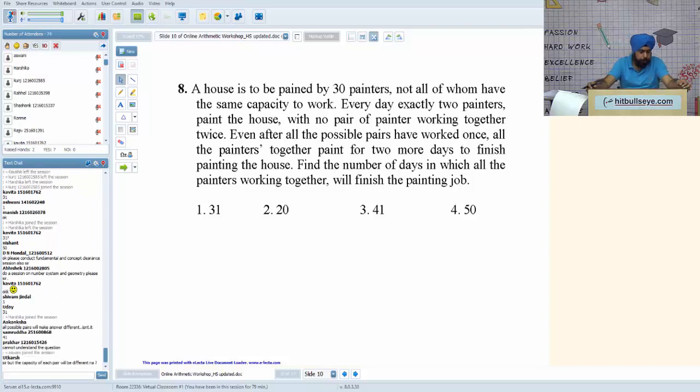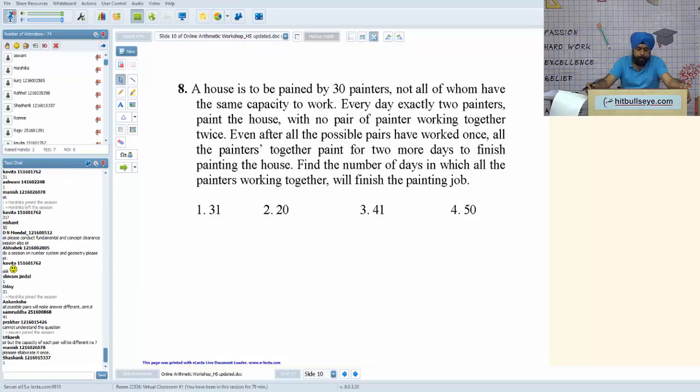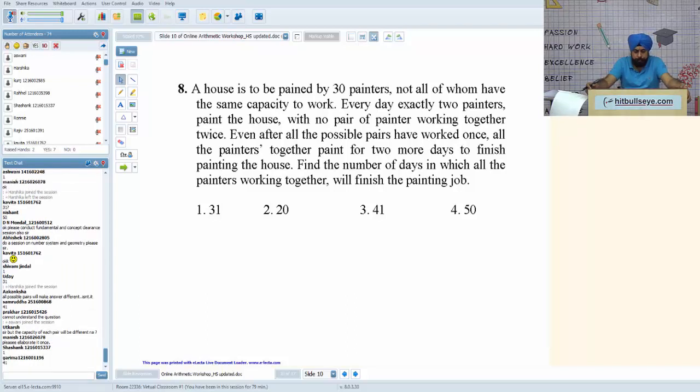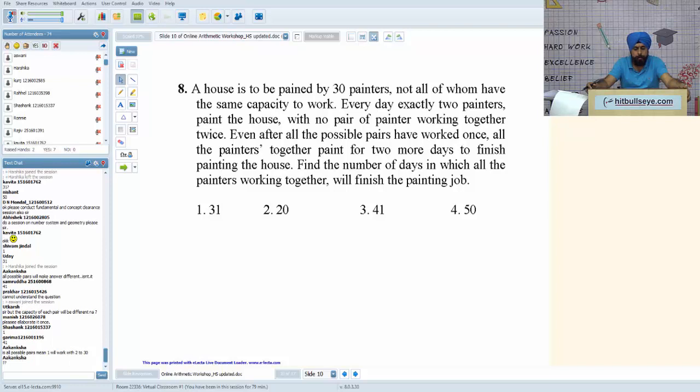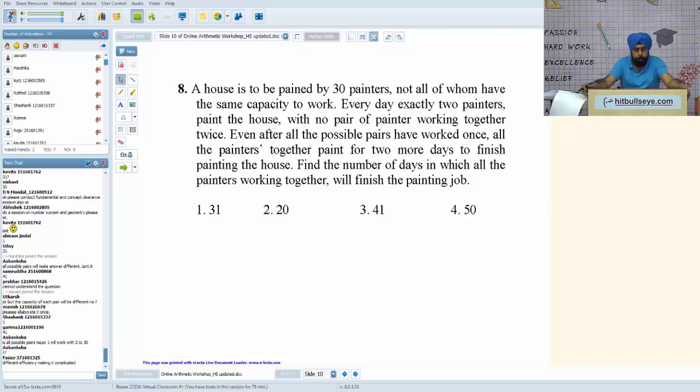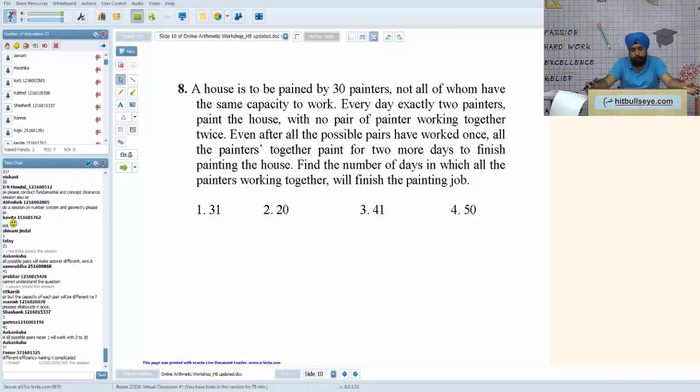Yes, the capacity of each painter will be different, Utkarsh. You are perfectly right. See, it just says that there are 30 painters. Everybody may have different capacity to work. Every day a different pair of 2 painters paints the house, because no pair of painters works twice. So when all the possible pairs, each pair consisting of 2 people, have worked, all the painters together paint for 2 more days to finish painting the house. So find the number of days in which all the painters working together will finish the painting job.